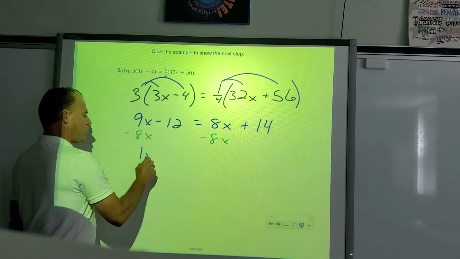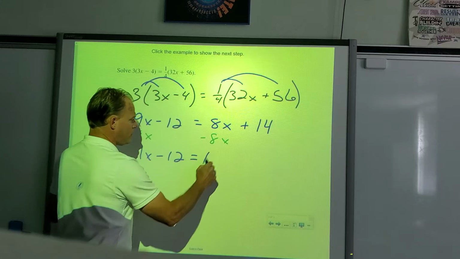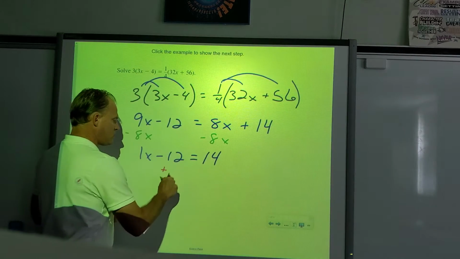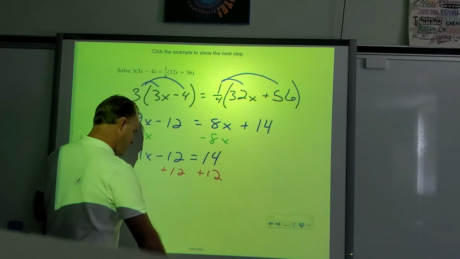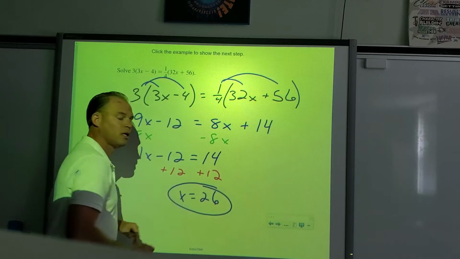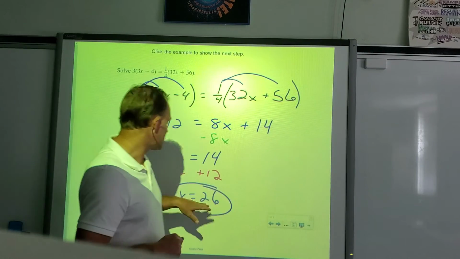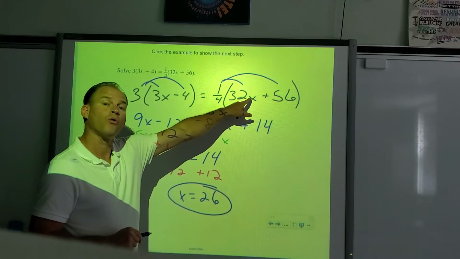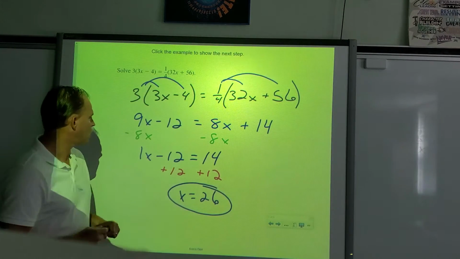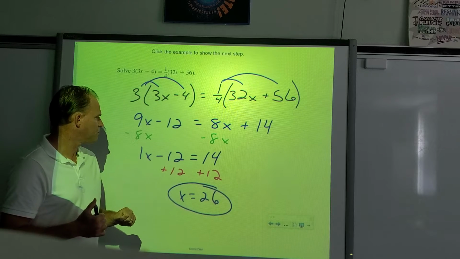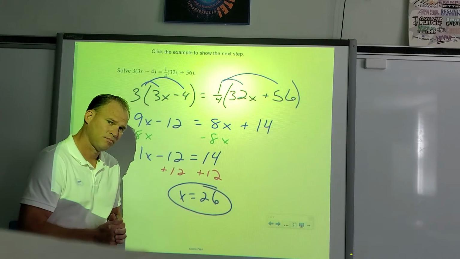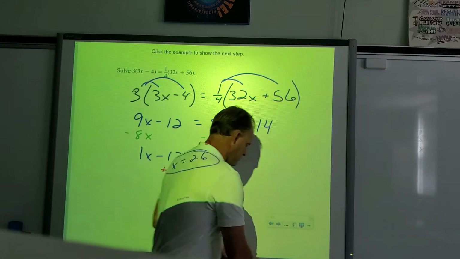9x minus 8x is 1x. Do you have to write the 1? No, you don't have to write the 1. Okay, so now add 12, and I've got x equals 26, answer. If I want to check this, I'm going to take 26, plug it back into both x's, and see if it works out to be the same. All right. Questions? No?